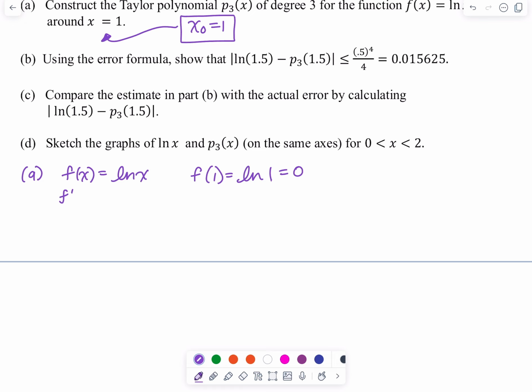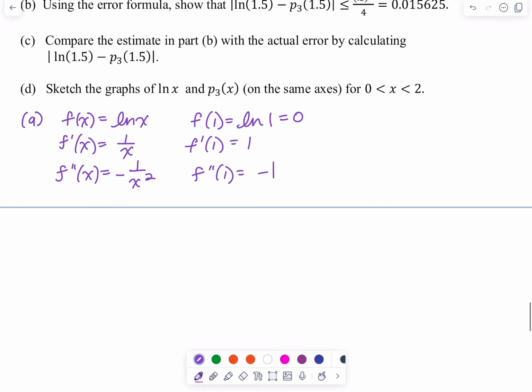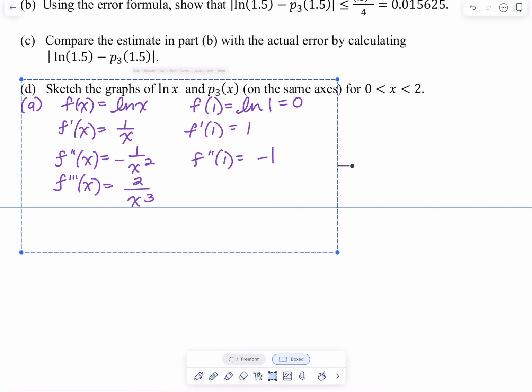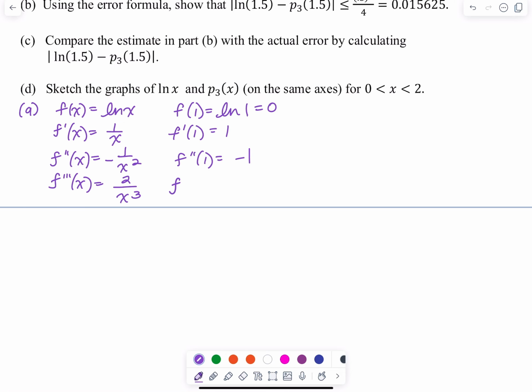So we'll have f prime of x, which is 1 divided by x, and f prime of 1 is equal to 1. F double prime of x is going to be the opposite of 1 over x squared, and f double prime of 1 is -1. And then we can find f triple prime of x, and we're going to have 2 divided by x cubed. And we'll evaluate that third derivative at 1, and that will be equal to 2.